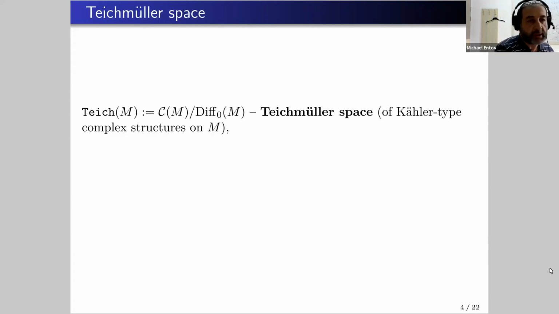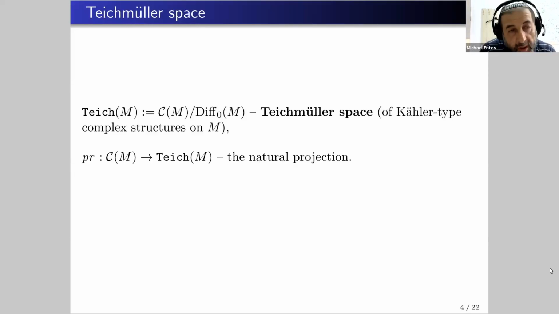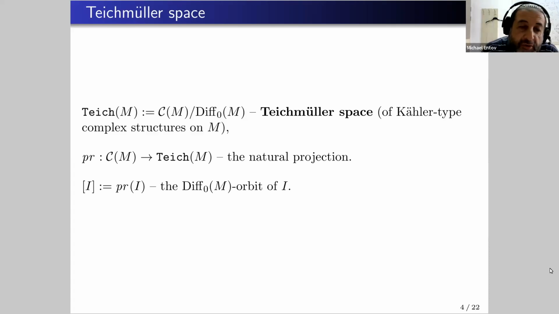Okay, so a few more notions from complex geometry. I look at the space of all Kähler-type complex structures on M, and I mod it out by Diff naught, and what you get is what is called a Teichmüller space of Kähler-type complex structures on M. There's of course a natural projection from the complex structures to the quotient space. And by I in the square brackets, I'll denote just the projection of phi to the Teichmüller space, or in other words, just the Diff naught orbit of phi.